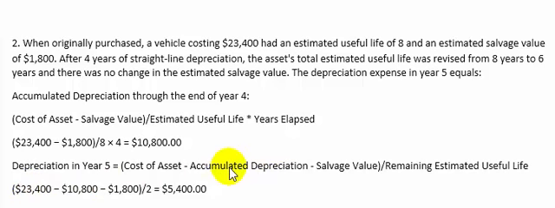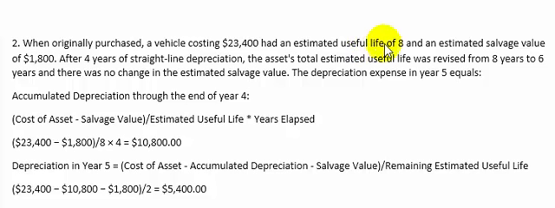So the depreciation in year 5 is going to be the cost of the asset, $23,400, minus the depreciation to the point of change, $10,800, which we just figured above, minus the salvage value, because you can't depreciate below the salvage value, and the result of these three things then divided by 2, because there are 2 years left. You're going to depreciate the asset in year 5 for $5,400.